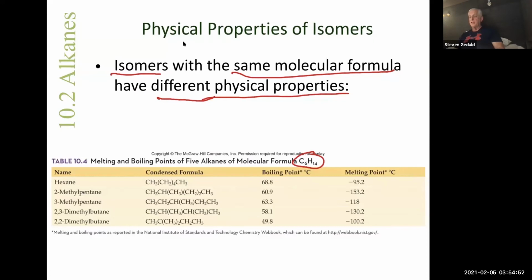So we look at hexane going down to 2,2-dimethylbutane, and we see the boiling point decreasing and the melting point decreasing. It gets lower. There's less holding it together, as the intermolecular forces get weaker because of that decrease in surface area.